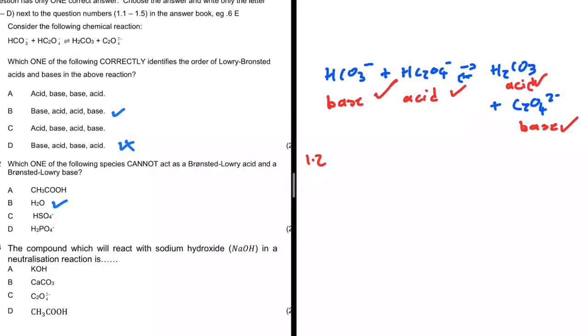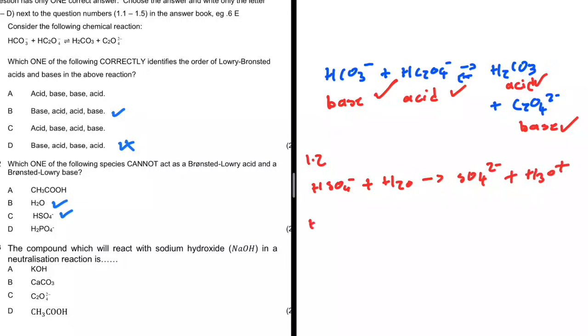And then HSO4 minus can act as both an acid and a base. Let me show you how it can act as an acid. Let's say we have HSO4 minus plus H2O. This can give us SO4 2 minus plus H3O plus. As you can clearly see here, it is acting as an acid because it donates a proton.